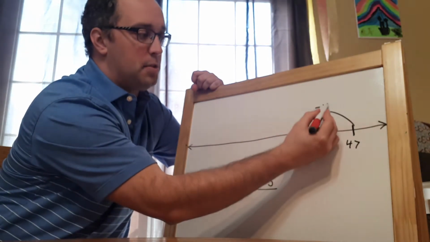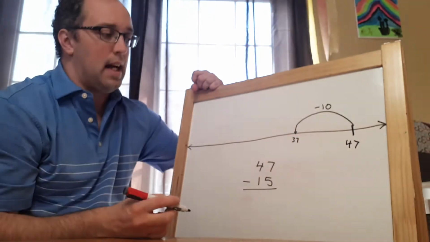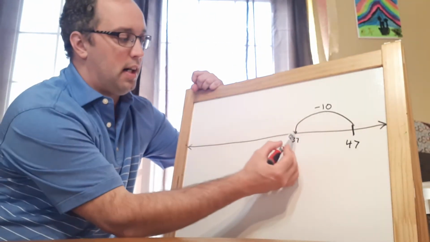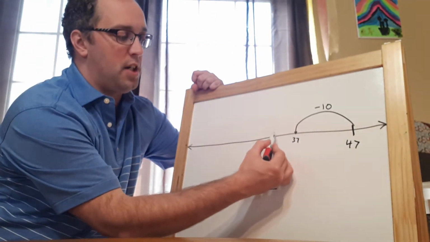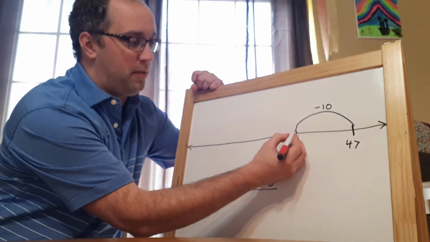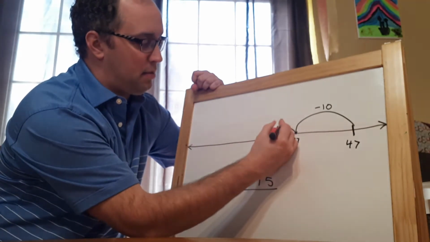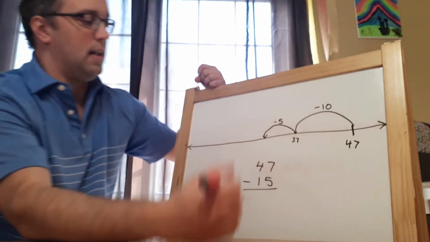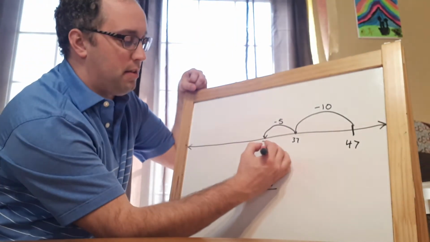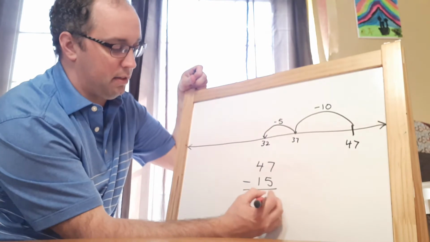But this time it's subtract 10. That will take me to 37. And now I have 5 more to go. I could do 5 jumps of 1, but I'm going to show you something different and do one jump of 5, which is going to be about half the size of that. Subtract 5, and that will take me to 32. Okay, so my answer is 32.